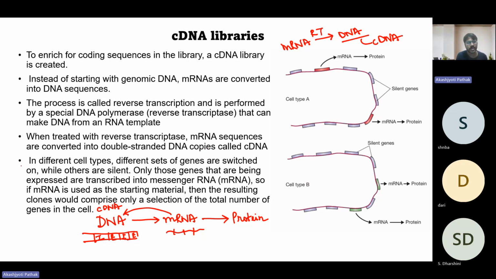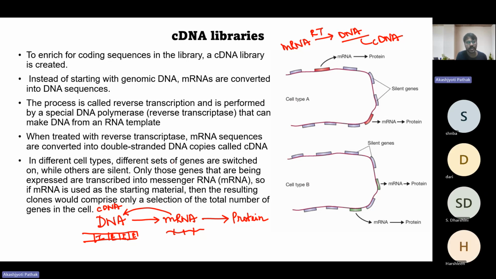So next, what is explained is what I was explaining: in different cell types, different sets of genes are switched on, while the others are silent. Only those genes that are being expressed are transcribed into messenger RNAs. What is the meaning of a particular gene getting expressed? It means that a particular gene will be transcribed into mRNA, and from that we will get protein. So only those genes are getting expressed. If the mRNA is used as the starting material, then the resulting clones would comprise only a selection of the total number of genes in the cell.